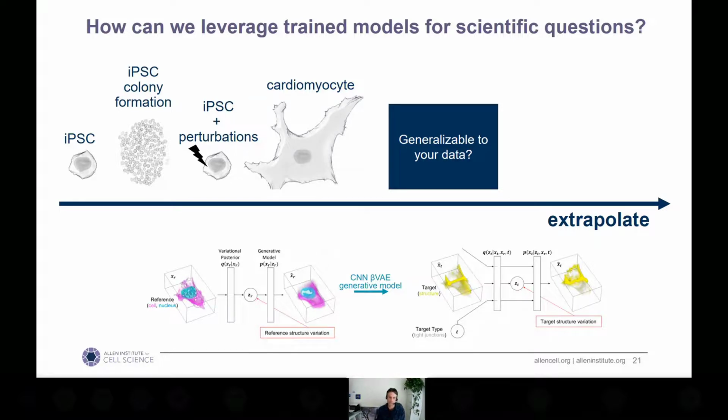either by themselves or using transfer learning approaches? So we have trained and can apply these models on the iPSCs. We have applied them to time-lapse colony formation movies of the same cells. We have shown that the model generalizes to some chemical perturbations and we can learn interesting things. Can we use the trained model for cardiomyocytes or perhaps external data? This is a third important and current research question that I wanted to bring up.